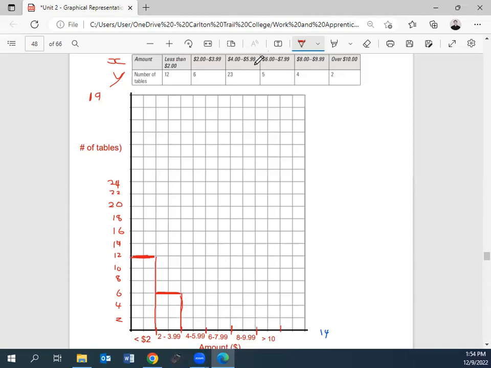Then between $4 to $5.99, I got 23 tables. So I find 23, go across to it, draw your 2 little lines there. Oh, that's wrong. 1, 2. Here they are. And then draw your line across and then connect it all the way to the bottom, right? So go all the way down. There we go.